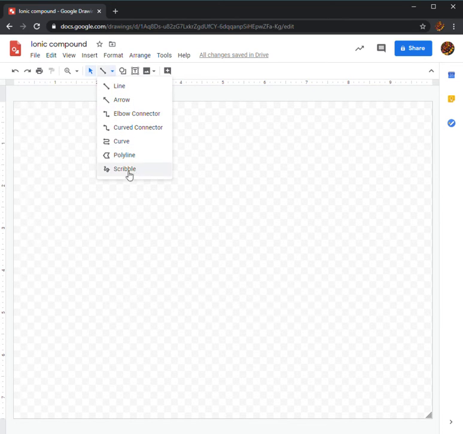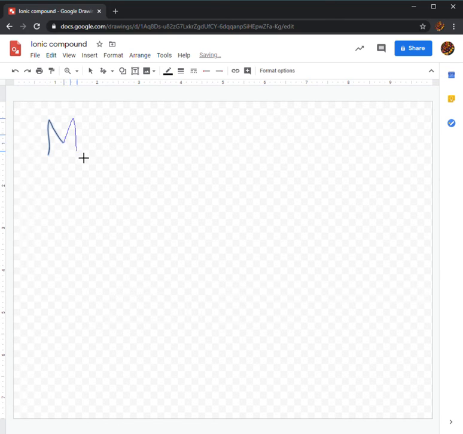I'm going to go to this menu right here. The one that gives me the most flexibility of these options is the scribble. So I'm going to do a scribble. Now perhaps my task is to draw a compound, and it's a combination of magnesium and sulfur, and I'm told that it's magnesium sulfide. So you saw me scribbling right there. That's the gist of it.